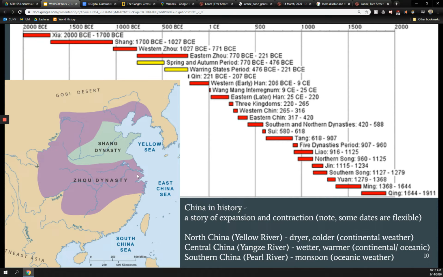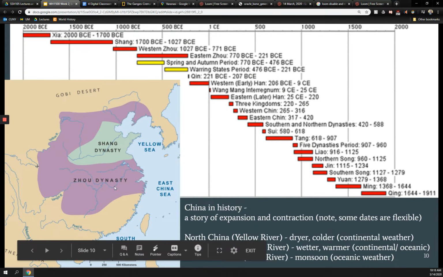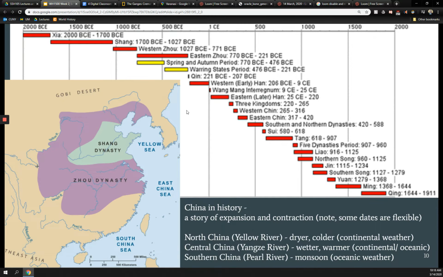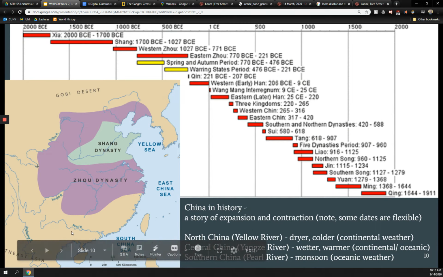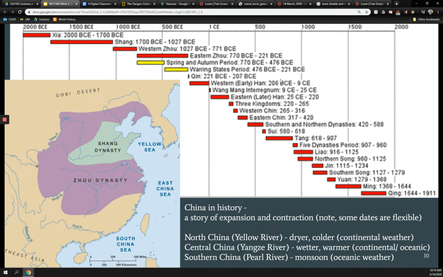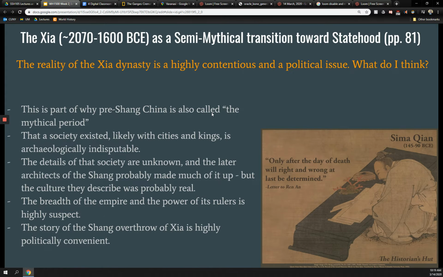China is a huge chunk of land, depending on the time. And so the Yellow River is wheat and barley, Yangtze River is rice and millet, and especially south of that and north of that, this will be the case. And then we also have the Pearl River further south down here, which is mostly subject to monsoon and oceanic weather patterns, but it's not really part of China yet in today's lecture.